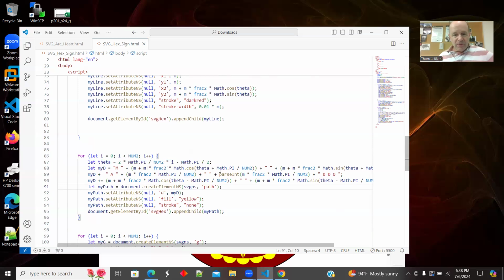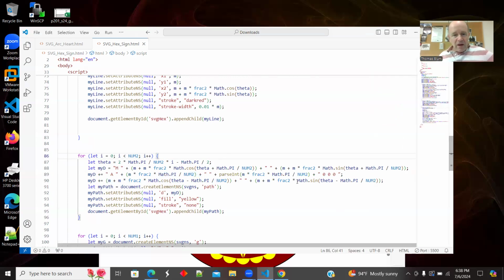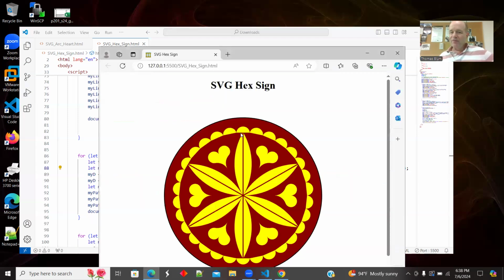And then I am making a, so that's where I am starting. And I am adding an extra to my theta. Probably just should have added this up here, but I'm adding an extra Math.PI divided by num2. That's what I was looking for up here, but I see that I have it here. And that is that extra little bit of rotation.